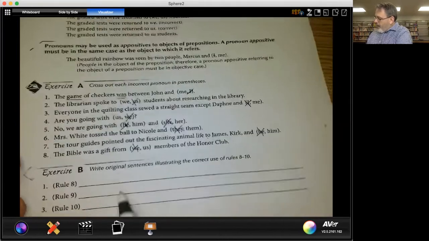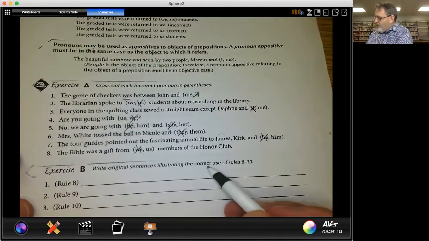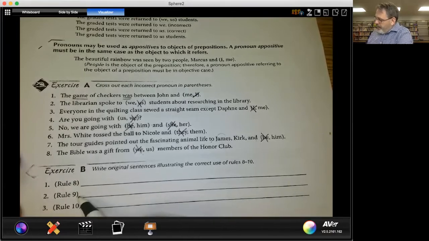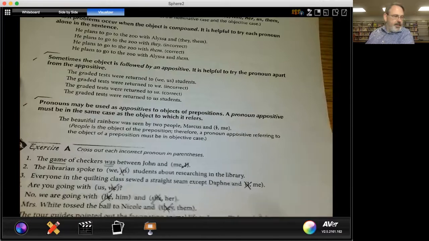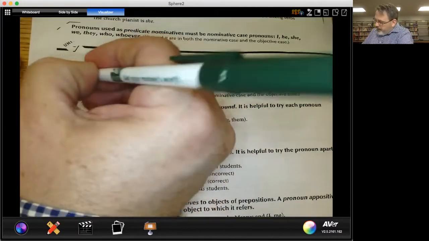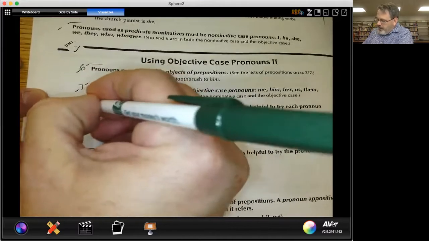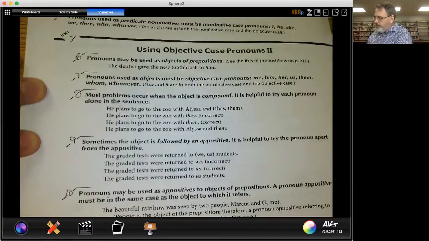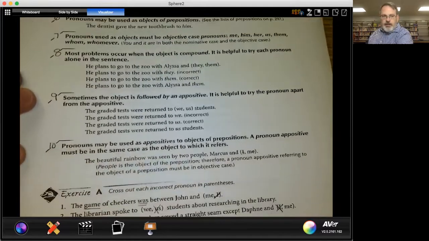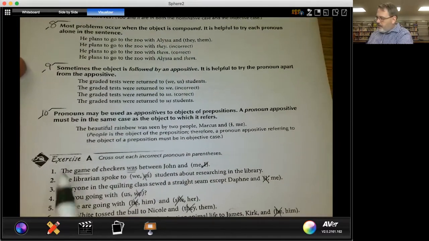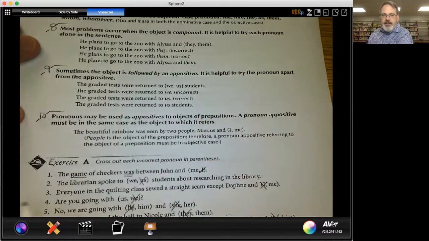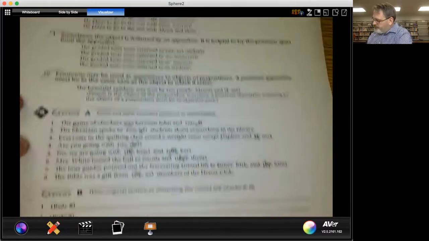All right. Now, write original sentences illustrating the correct use of rules 8 through 10. Well, that was for rule 8, 9, and 10. Rule 8 didn't show up on the copy. That's 6, 7, 8, 9, and 10. Okay. Well, we're going to do rule 8. It says most problems occur when the object is compound. So they want us to write a sentence that has a compound object of preposition.